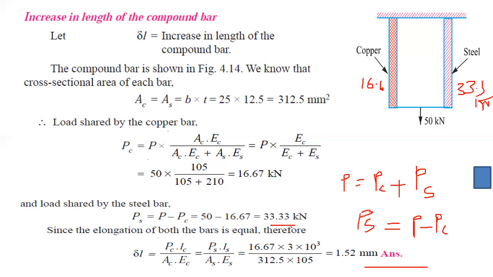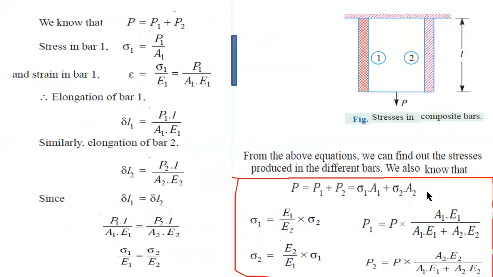Okay, this is the answer for change in length, or deformation, or extension in the compound bar. This one is also obtained from here. This is the formula for change in length. Here delta L1 equals delta L2. We already discussed this concept: for composite bars, change in length in bar 1 equals change in length in bar 2. So by using the delta 1 formula or the delta 2 formula, you will get the change in length or deformation.